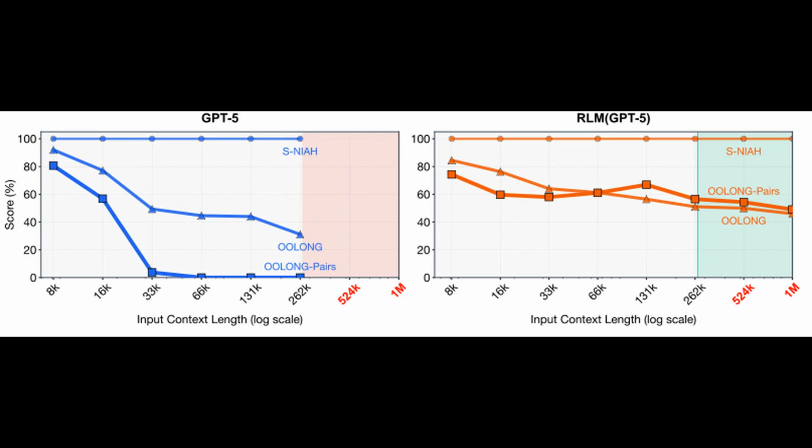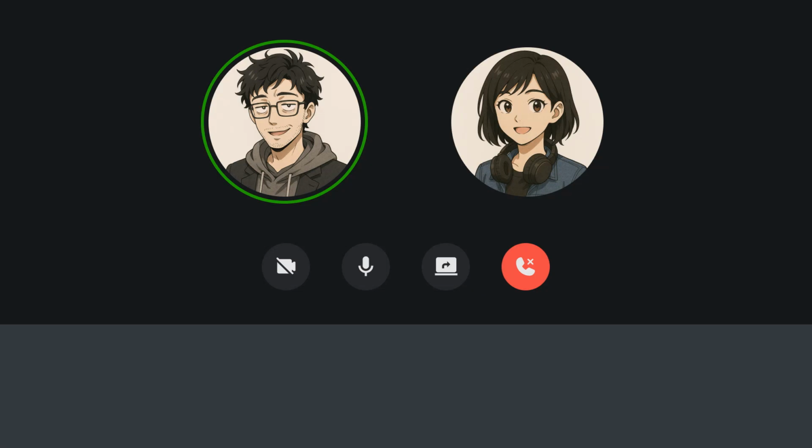But look at the RLM version on the right. The performance degrades much more slowly, and it can handle inputs well beyond the base model's context window, all the way up to 1 million tokens. The paper calls this phenomenon context rot, where the quality of even frontier models like GPT-5 degrades quickly as context gets longer. But RLMs maintain much stronger performance across the board.